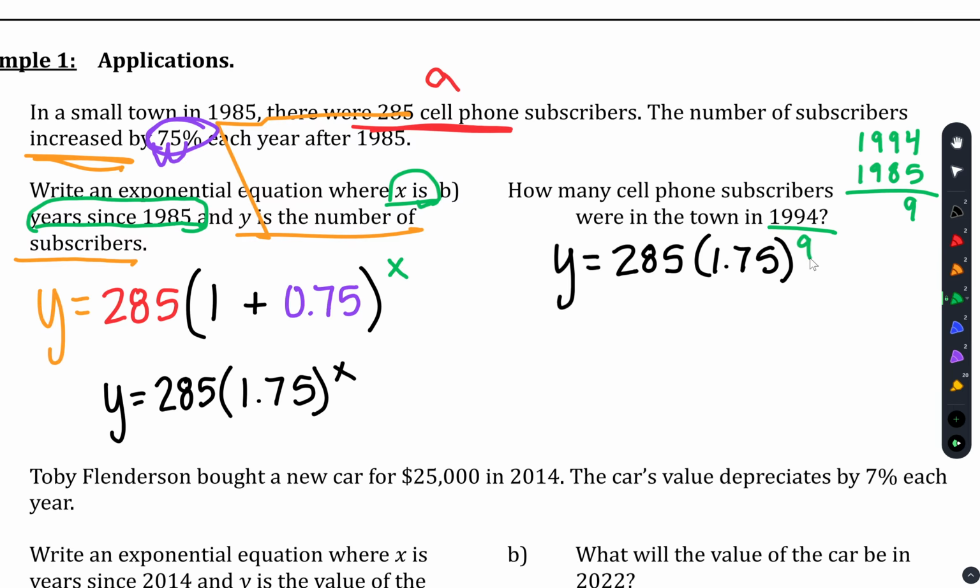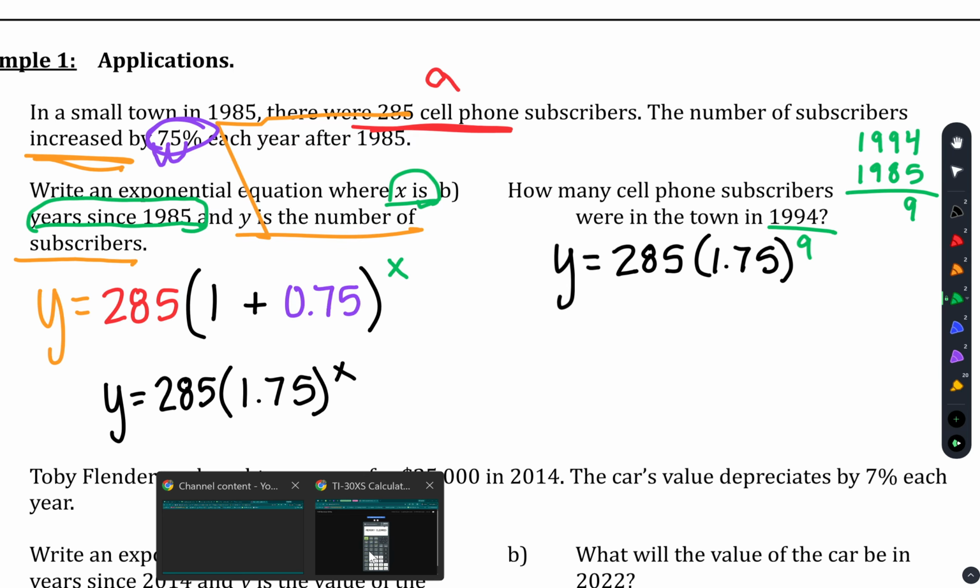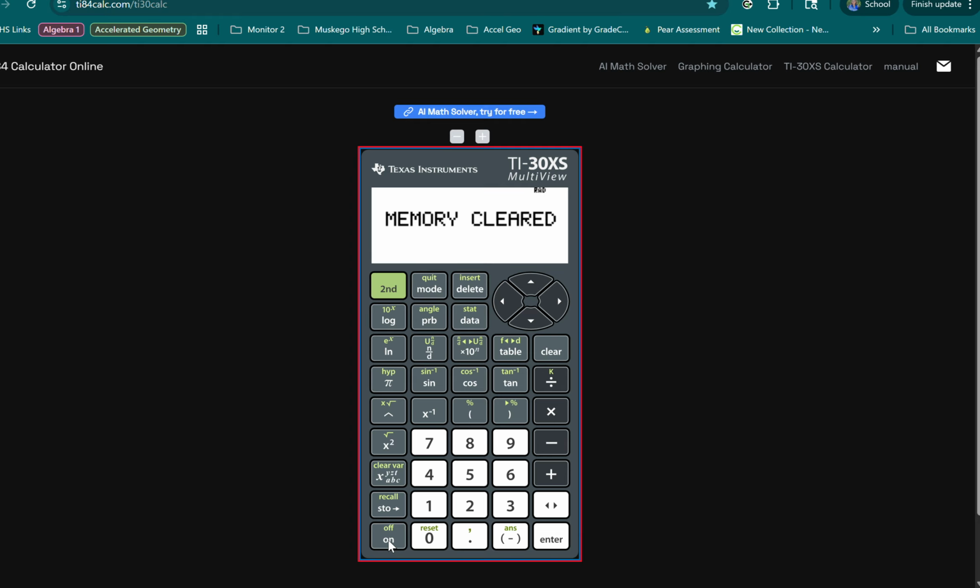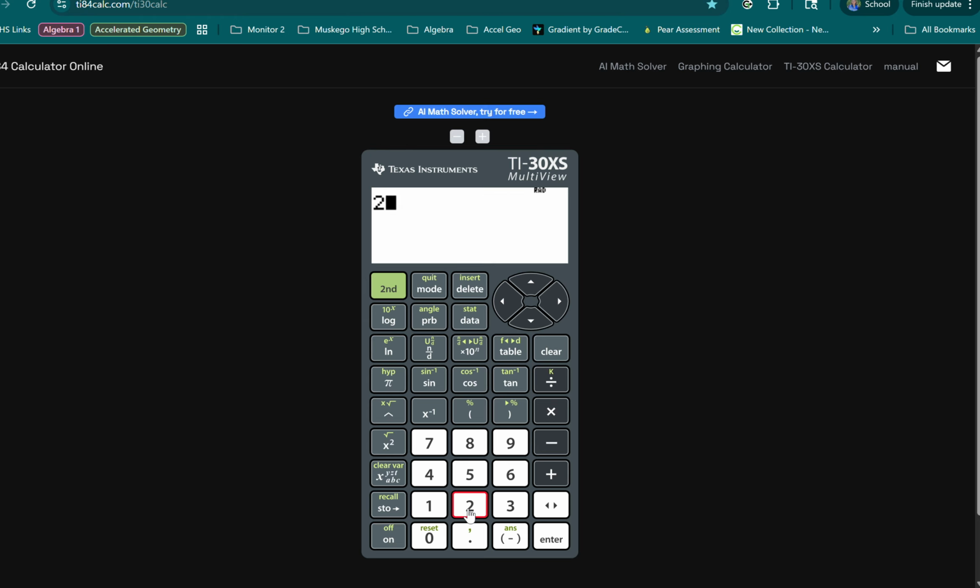Now, all I have to do with this equation, now that it's written, is plug it into my calculator. So I'm going to go ahead and open up my calculator here. And you can do this if you have the TI-30XS as well. I'm going to write the entire thing just like that. So 285, parentheses, 1.75, raised to the 9th power.